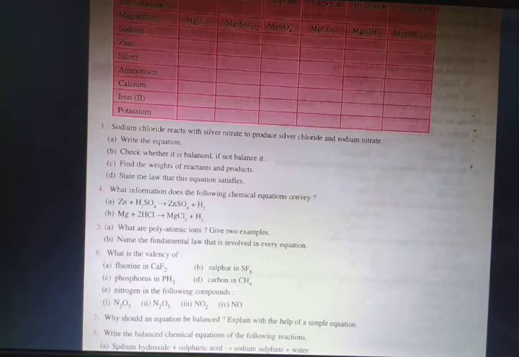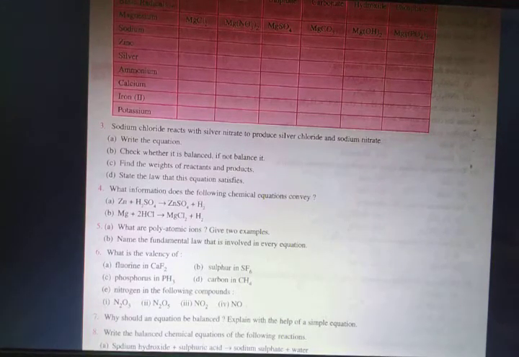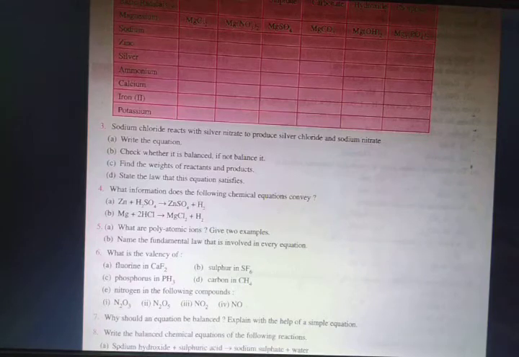Next, what are polyatomic ions? Whether it's an acid radical or a basic radical, but mostly it goes with the acid radical. An acid radical or an anion having multiple atoms together to form one particular anionic molecule. Those are called polyatomic ions. For example, ClO minus, CO3 2 minus, SO4 2 minus. So all these are examples. The fundamental law that is involved in every equation, that's of course the law of conservation of mass.